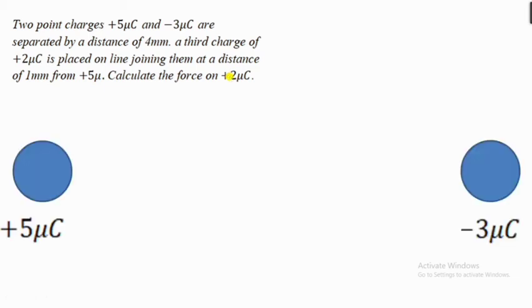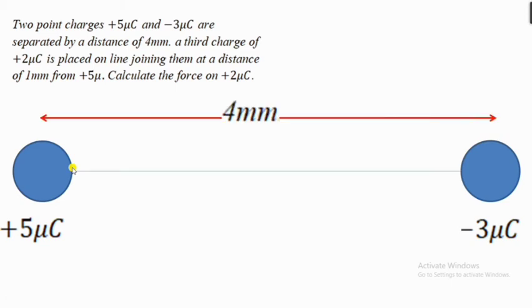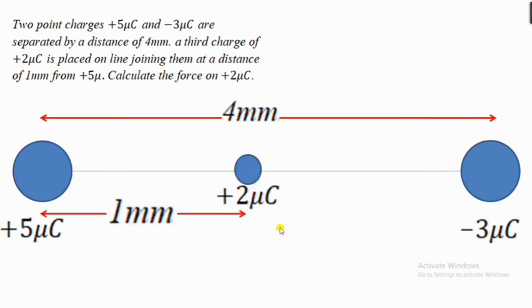So now I have two charges. This time one is negative, another is positive. So the distance between them is 4 millimeter, and a third charge is placed at a distance of 1 millimeter from 5 microcoulomb. So from here at 1 millimeter, 2 microcoulomb is placed. So the remaining distance is 3 millimeter.